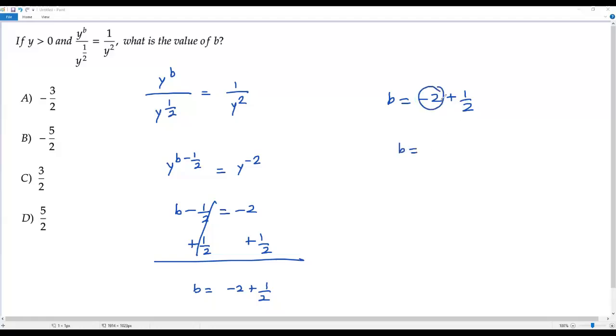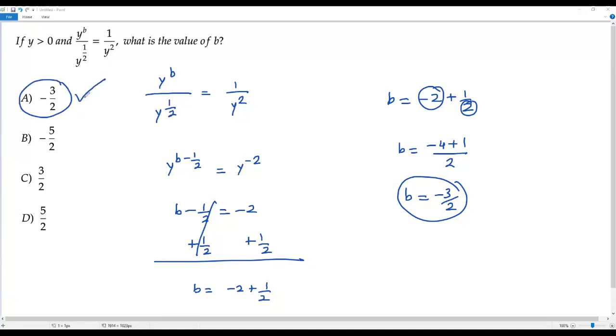First, let me multiply this integer negative 2 by this denominator. Negative 2 times 2 is negative 4, plus 1. Since I have multiplied this integer and denominator, now I can take this 2 as a common denominator. So then I'm getting b equals negative 4 plus 1, which is negative 3, over 2. So finally, the value of b is negative 3 over 2. I find this negative 3 over 2 in option A. So the correct answer choice for this question is option A.